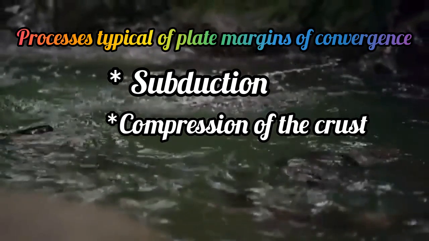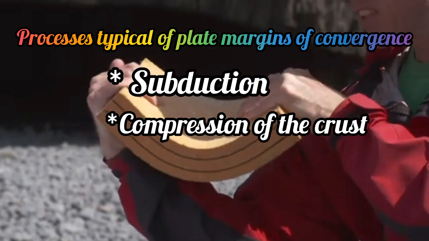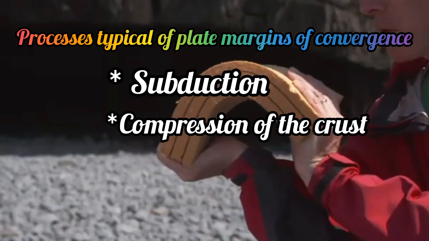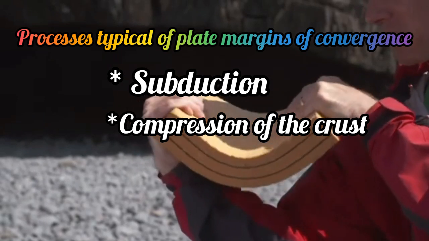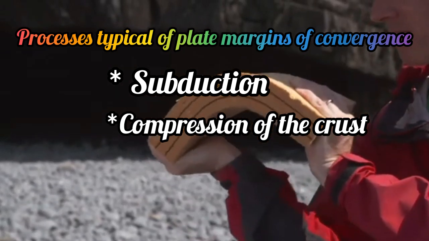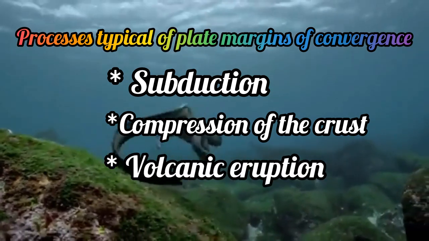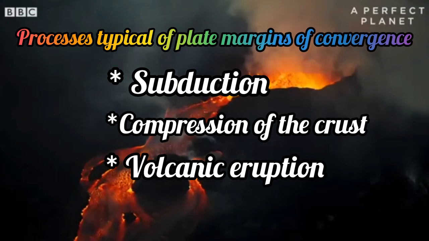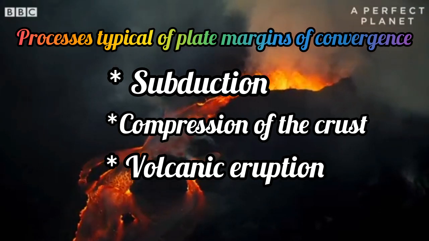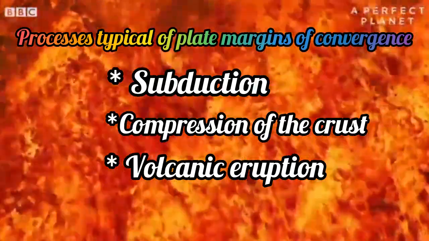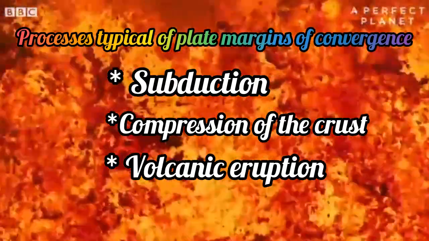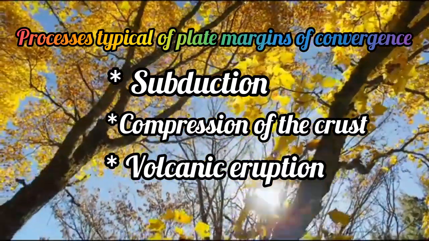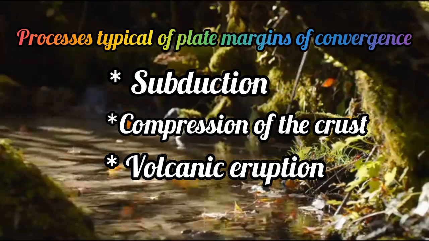Secondly, compression of the crust. This is another process. When two plates come together, a process that occurs is compression of the crust, where tectonic plates are pushed together and the crust becomes shorter and thicker. Also, volcanic eruption. Another process typical of convergent plate margin is volcanic eruption. When two plates meet together, it causes lava and gases to be released from a volcano. So those are the various processes that occur during convergent margins.